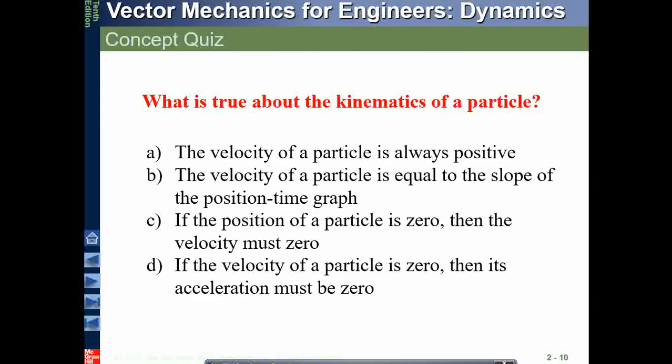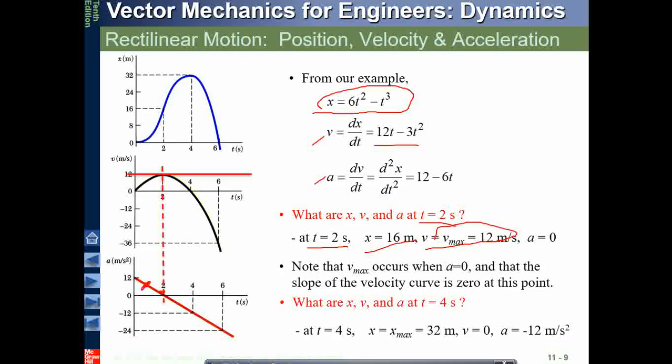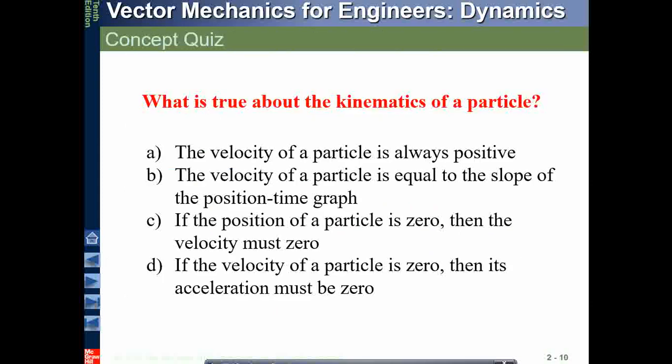This is one kind of a conceptual quiz which says, what is true about the kinematics of a particle. The velocity of a particle is always positive? Maybe, may not be, not really. The velocity of a particle is equal to the slope of the position time graph. This is very obvious. The velocity is actually the slope at particular points. So these are the slope points, and these slope points give me a velocity. Okay, so obviously this is the B part.